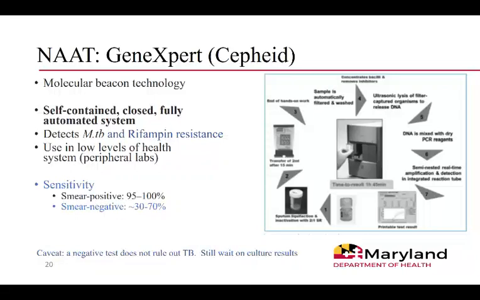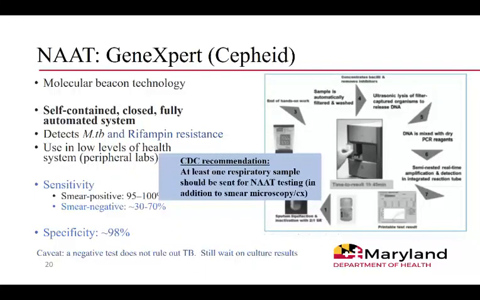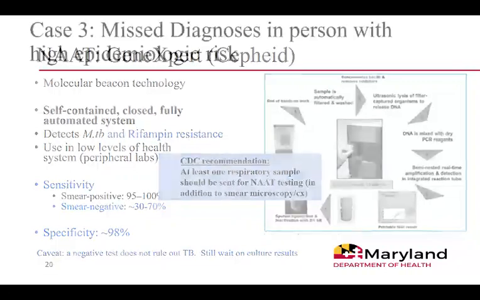But an important caveat is that, similar to smear microscopy, a negative test does not rule out TB because its limit of detection is not as low as mycobacterial culture. So while specimens should be sent for smear, NAT, and culture, one must wait on culture results if the results of smear microscopy and GeneXpert testing are negative. Just stated again, the CDC recommendation is that at least one respiratory specimen should be sent for NAT testing in addition to smear microscopy and mycobacterial culture when suspecting pulmonary TB.